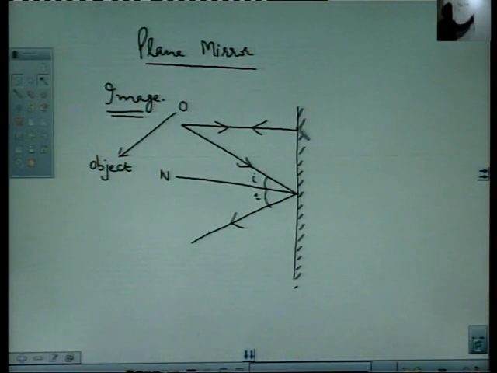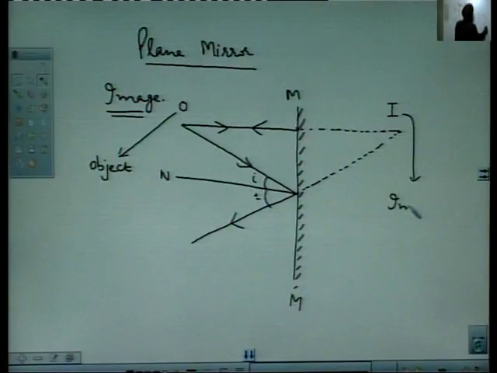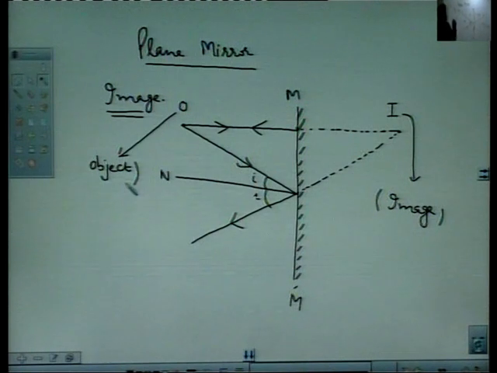Now, one ray is coming towards left along this side, another is coming along this side, they will never meet. But if we produce them towards right, they will meet at a certain point, which is called I. This is the mirror and I is the image of this object O.